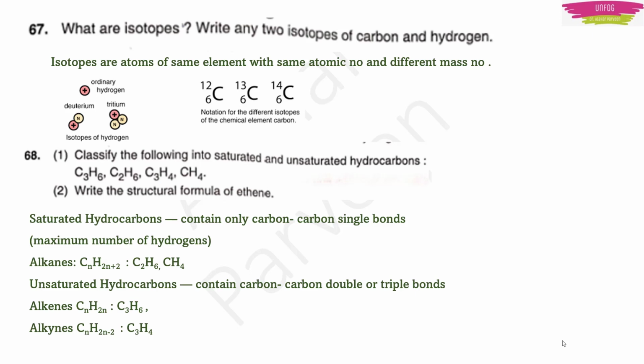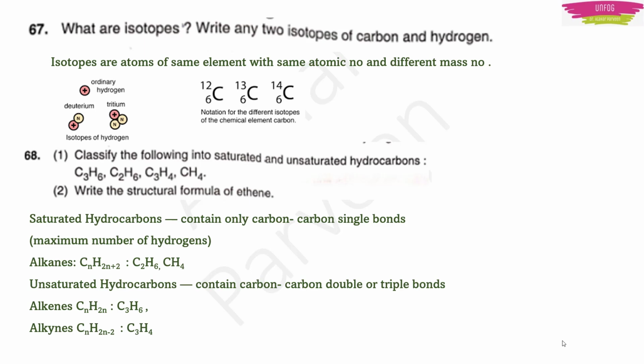So you have 3 formulas here. You compare these with the given formulas: C3H6, C2H6, C3H4 and CH4. First is C3H6. It is in the form CnH2n, right? So it belongs to alkenes, which are unsaturated hydrocarbons. C2H6 belongs to alkanes, which are saturated hydrocarbons. Then C3H4 belongs to alkynes, that is, unsaturated hydrocarbons. And CH4 belongs to saturated hydrocarbons. It is in the form CnH2n+2, meaning C is 1 and H is 2 into 1 plus 2, that is CH4. That's why CH4 will be a saturated hydrocarbon.